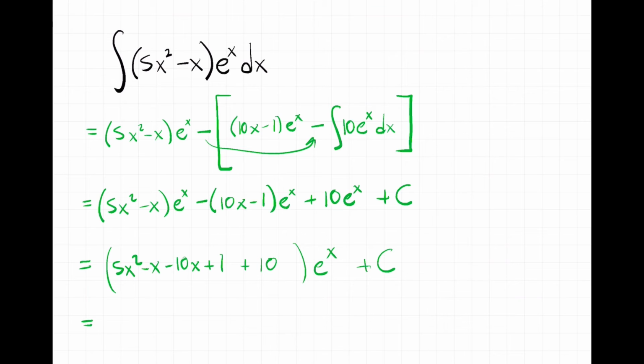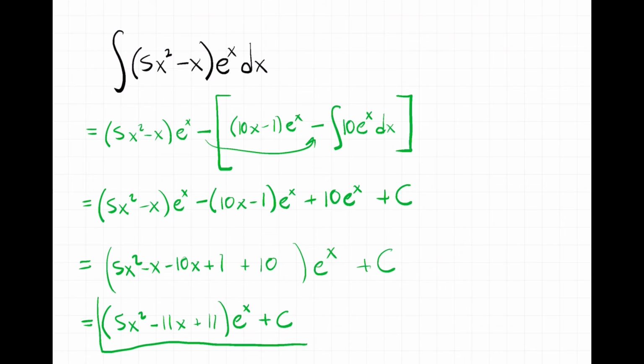We can simplify our polynomial even more by combining like terms, and we have 5x squared minus 11x plus 11, all times e to the x plus a constant. This is the simplest form of our solution. As always, you can check that this answer is correct by differentiating this and making sure that you get 5x squared minus x times e to the x. You'll have to use the product rule to differentiate this, and when you do that, you will find that you end up with the original integrand.